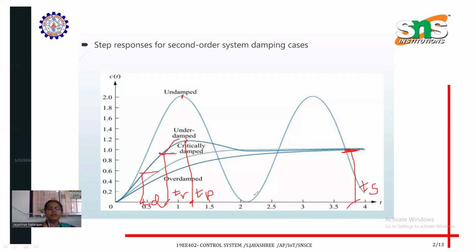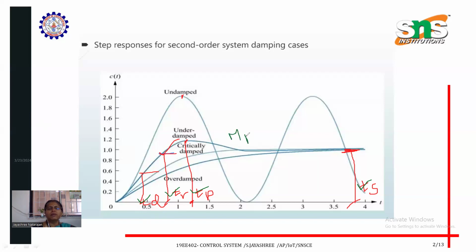In time domain specifications, we discuss five definitions. One is delay time. Second one is rise time. Third one is peak time. Fourth one is settling time. And final is peak overshoot, MP.